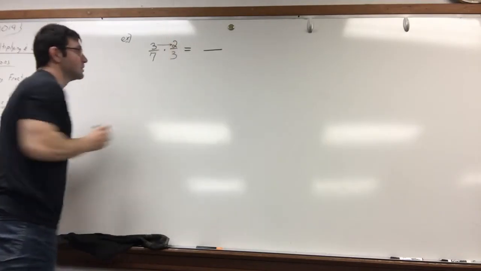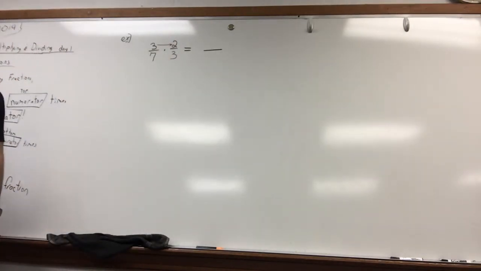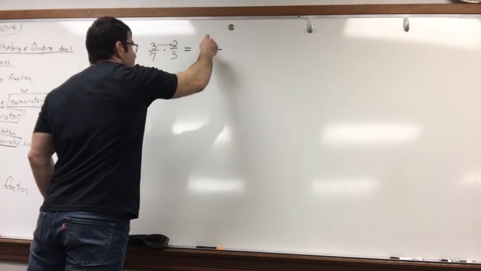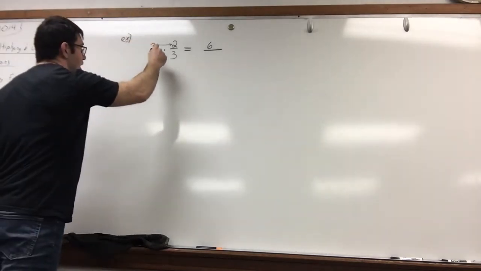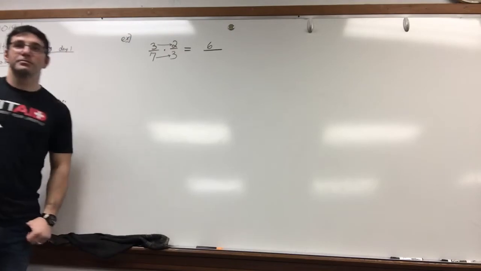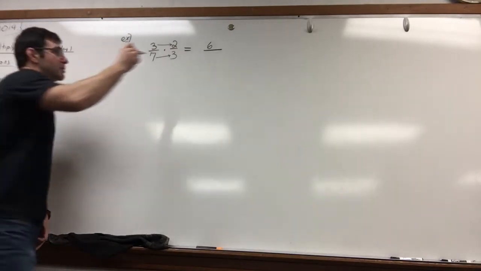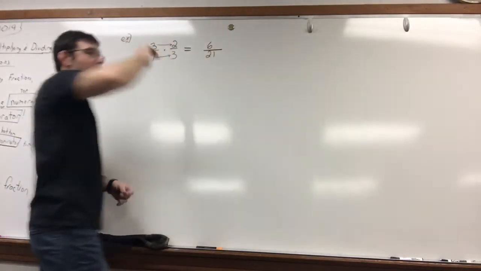3 times 2. Addie, you're a genius. There's my numerator times the numerator. That's my product right now, 6. Denominator times denominator. Jenna? 21.